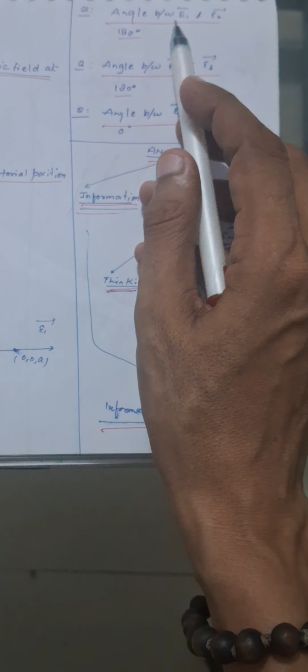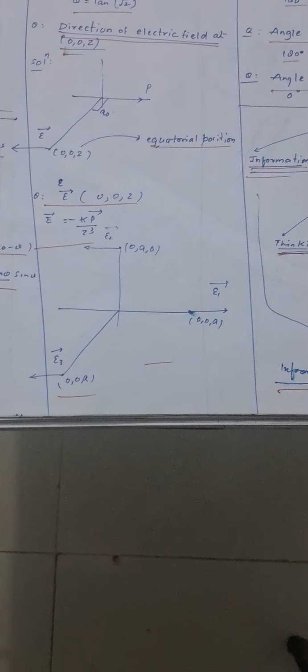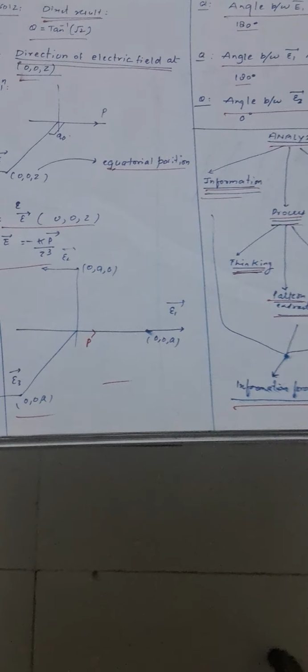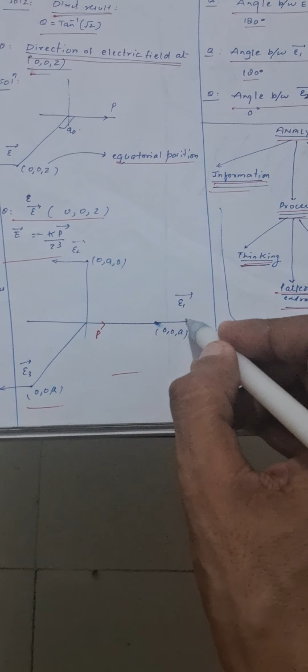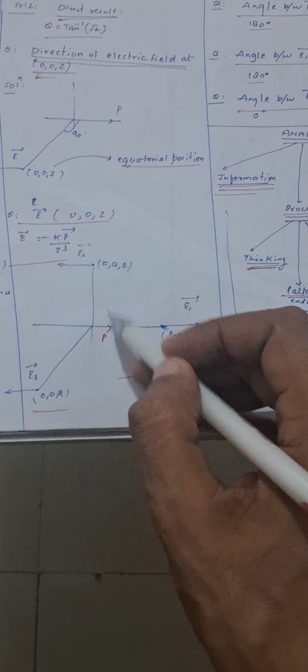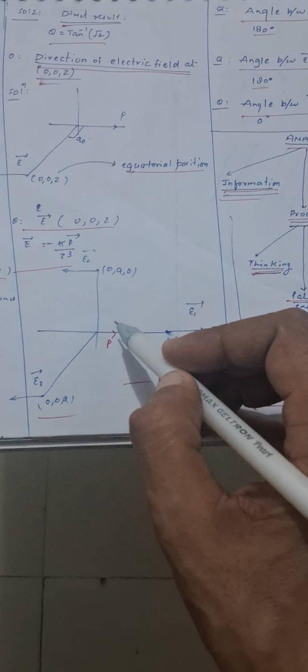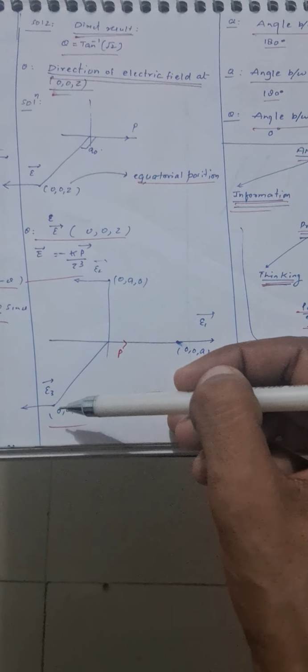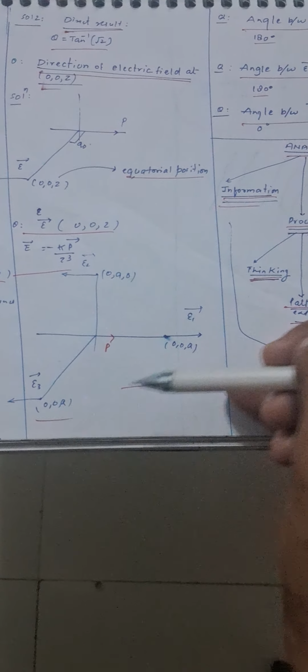Next, here is the angle between E1 and E2. So here is another dipole, and there are many points given over here. So here is the dipole, and it's like this. So the direction of the electric field here will be like this, along the x-axis. On the y-axis it will be on the equatorial position, so the field will be opposite to the dipole moment. On the z-axis also the field will be opposite to the dipole moment.